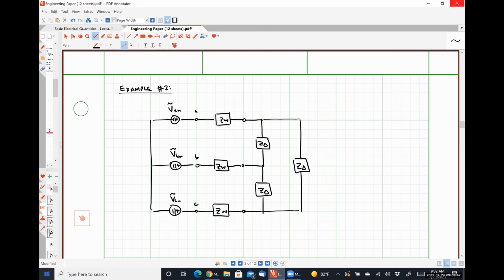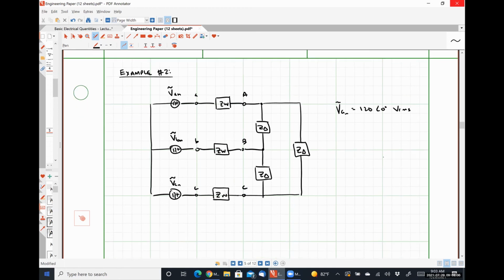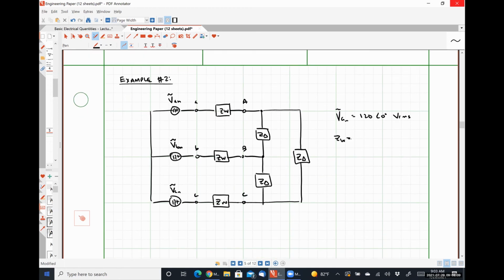A, B, C, A, B, C. We knew, for instance, that VAN was 120 angle 0 degrees volts RMS, ZW is equal to 0.1 plus j0.05 ohms. And ZY was equal to 12 plus j3 ohms.